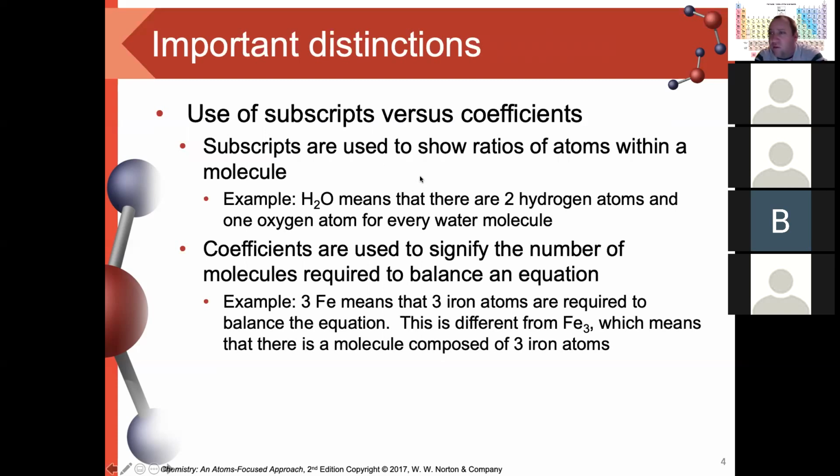Now, for this class, it probably bears no special circumstance or understanding, but just to review, there is a difference between subscripts and coefficients. Subscripts help us to see ratios of one element to another in a given compound. So if I have the formula H2O, that means that there are 2 hydrogen atoms for every 1 oxygen atom in that molecule.